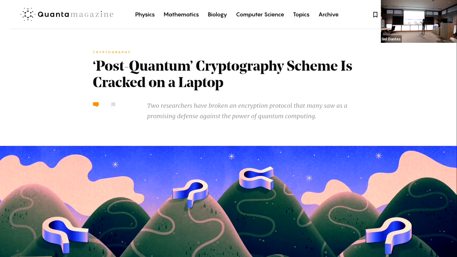Because who cares that it was cracked on a laptop? Could have been a mobile phone, could have been a cluster. It's not very important. Yeah, you heard the news. SIKE was broken with a classical algorithm and even a practical algorithm. So there was no doubt.